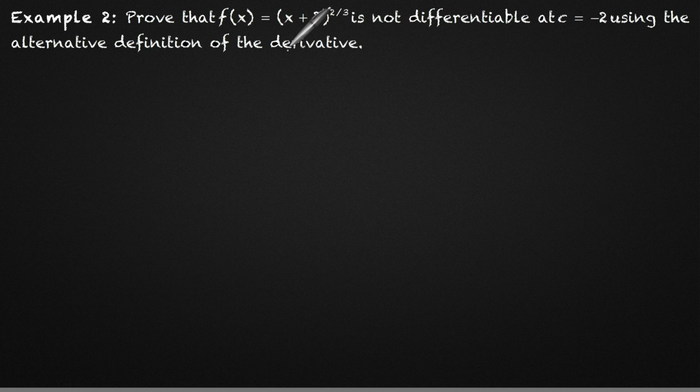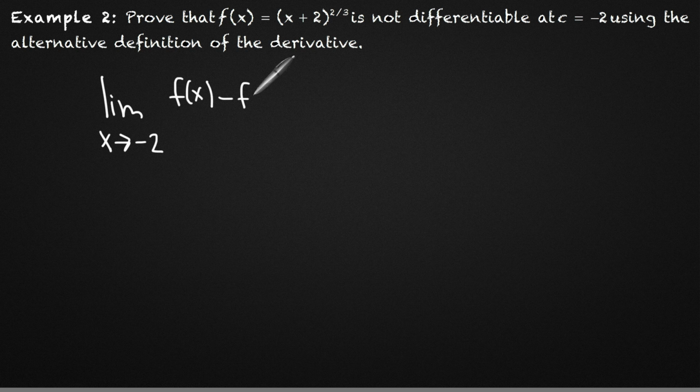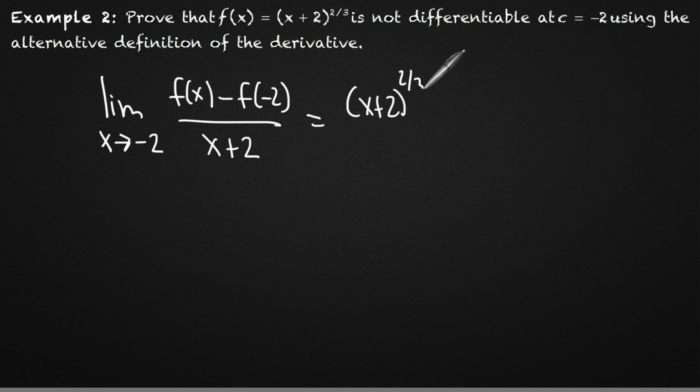Okay, we want to prove that this function (x + 2)^(2/3) is not differentiable at c = -2, using the alternate definition of the derivative. Now, if you graph this on your calculator, you'll see that there is a cusp at -2. But we want to prove that algebraically. So we're going to use the limit as x approaches -2 of the alternate definition, f(x) minus f(-2) over x minus -2, or x + 2. So f(x) is (x + 2)^(2/3).